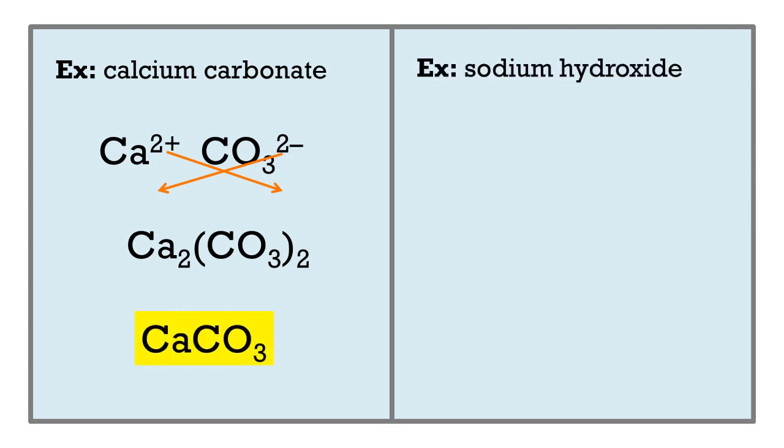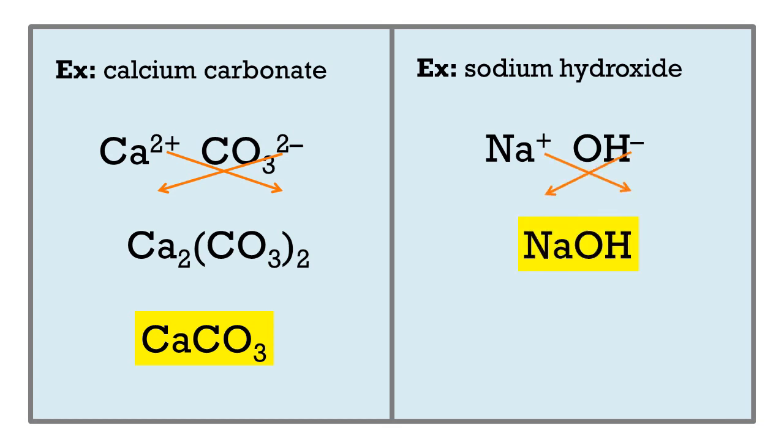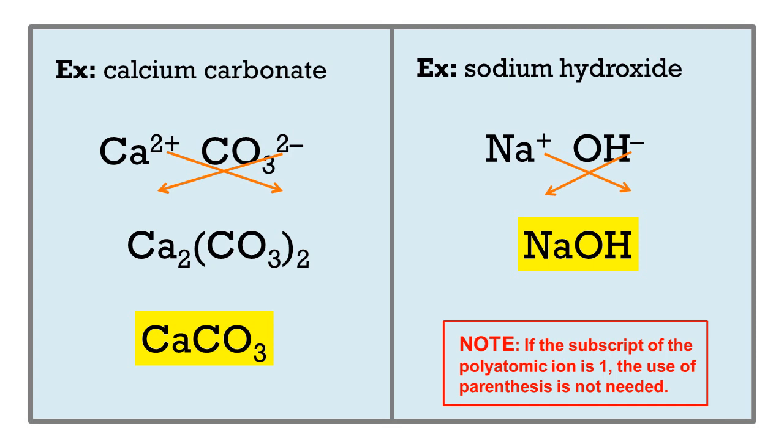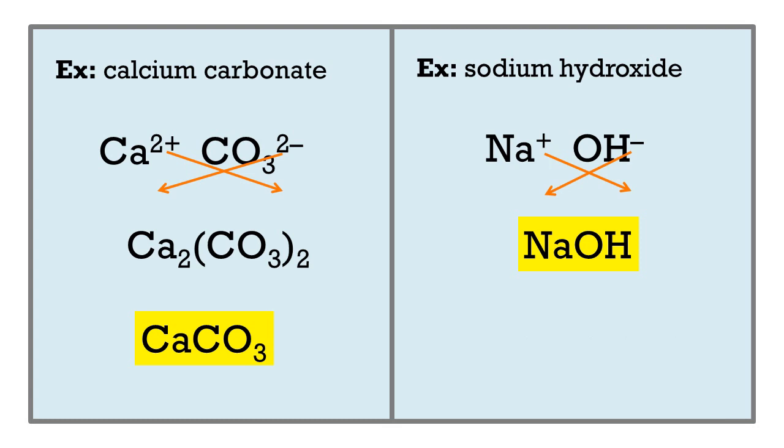Another example, sodium hydroxide. The formula of sodium is Na+, while the formula of hydroxide is OH-. In here, the anion is polyatomic. By using the crisscross method, the formula will become NaOH. Note, if the subscript of the polyatomic ion is 1, the use of parentheses is not needed.